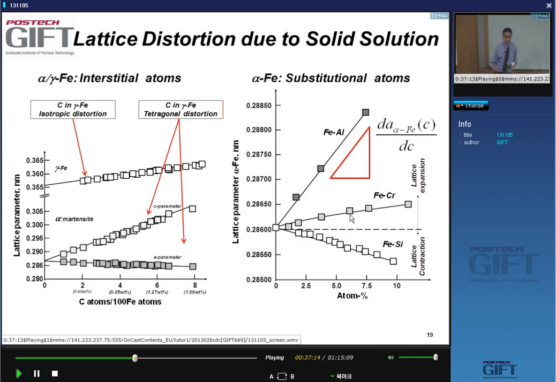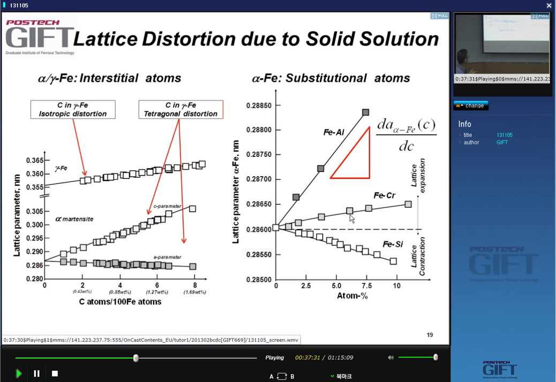Right? So of course, you're going to ask me the question, how do you measure this? We're talking about the atomic level, and the amount of distortions are tiny. Well, it's very simple. You just measure lattice parameters.